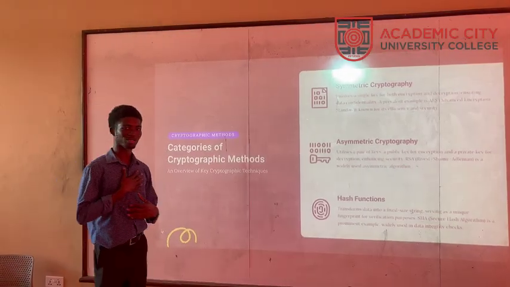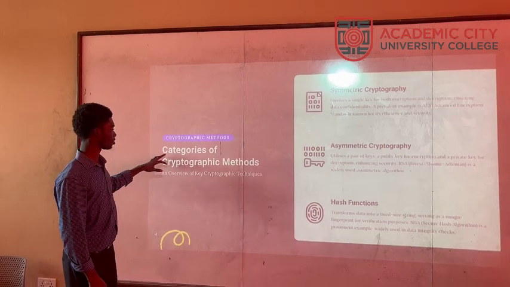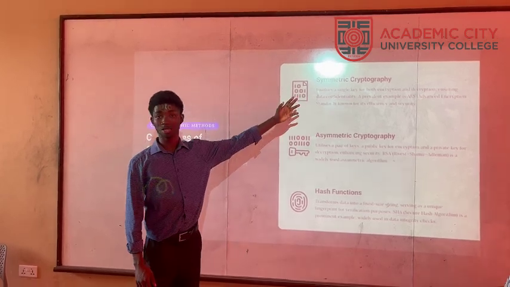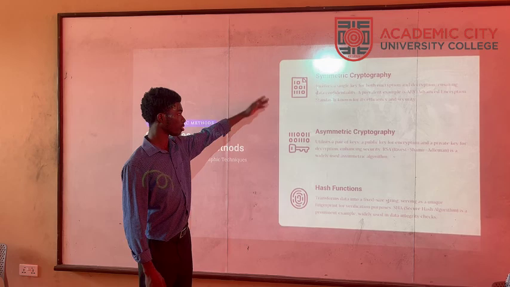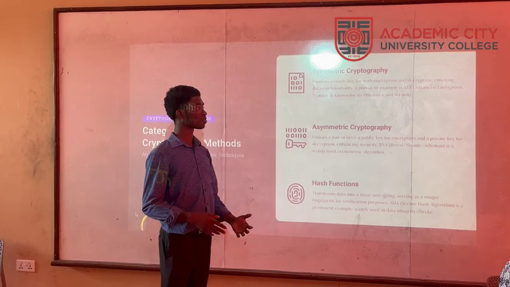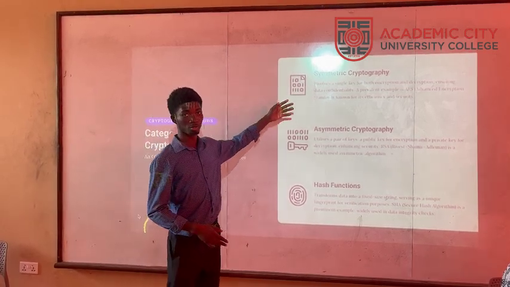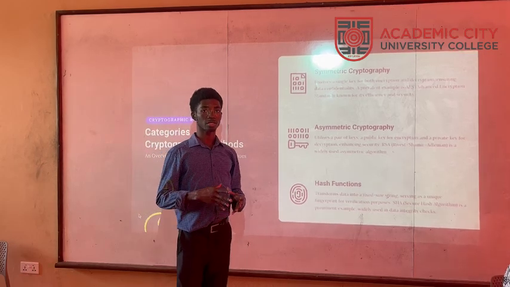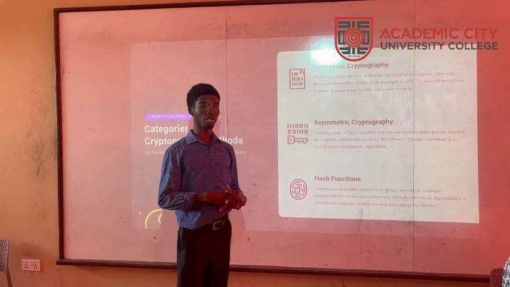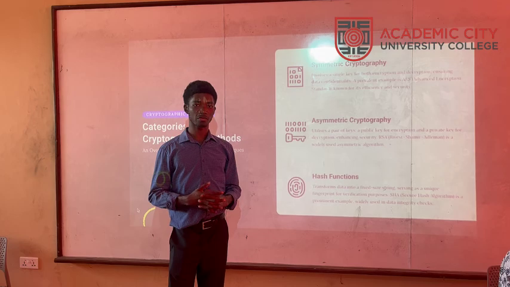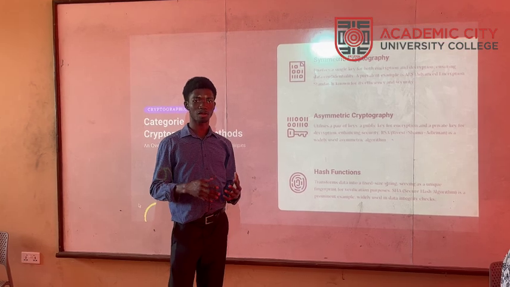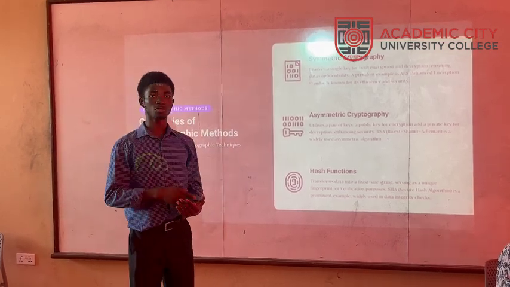I'm Mauke, and I'll be talking about the categories of cryptographic methods. First off, we have symmetric cryptography. This is where a single key is used for decrypting and encrypting data. An example of where symmetric cryptography is used is the AES algorithm, which stands for Advanced Encryption Standard. It's known to be efficient because it uses one key for everything, and you don't have too many keys in one place. So it uses that single key to decrypt and encrypt data.